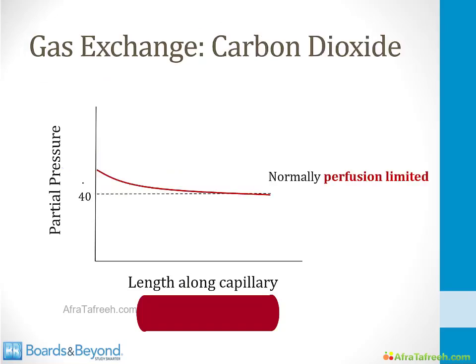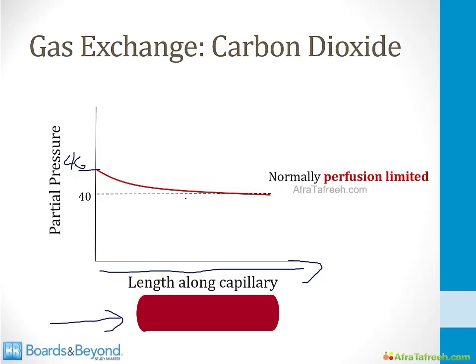And shown here is the curve for carbon dioxide. So carbon dioxide in the venous blood, which is entering pulmonary capillaries, is usually about 46 or so. It depends on the metabolic activity going on. As blood moves along the pulmonary capillary, it releases carbon dioxide and therefore the level falls and it equilibrates with the alveoli, and therefore carbon dioxide, just like oxygen, is also normally perfusion limited in terms of gas exchange.